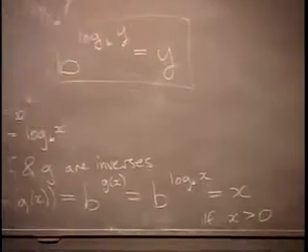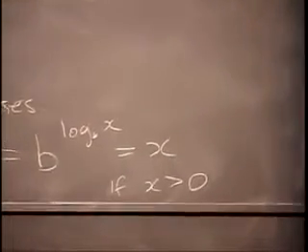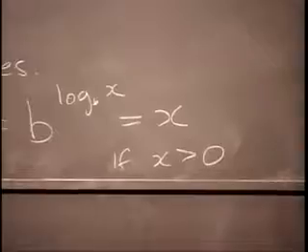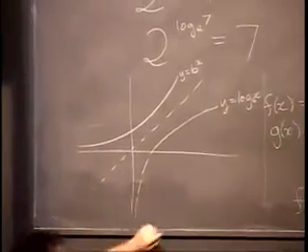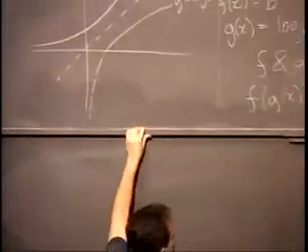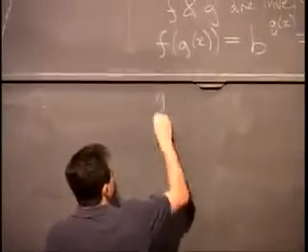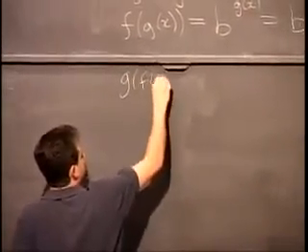Why does x have to be greater than 0? Well, you can see it from the graph. The domain of log is only x greater than 0. There's nothing over here. And I'll write that down in a few seconds. But before I do, I want to just look at what g of f of x is.